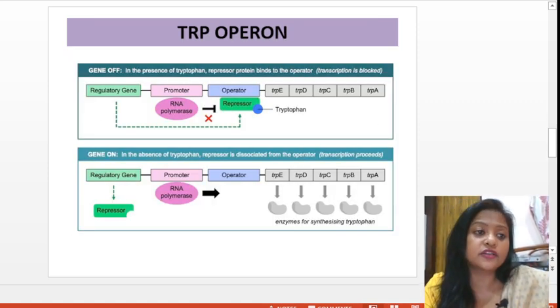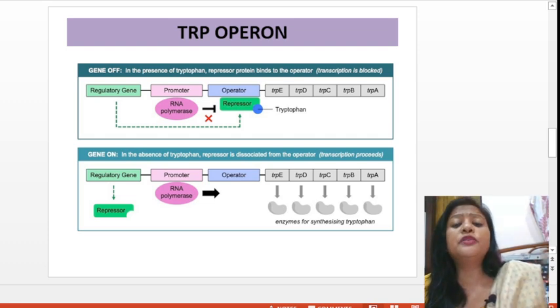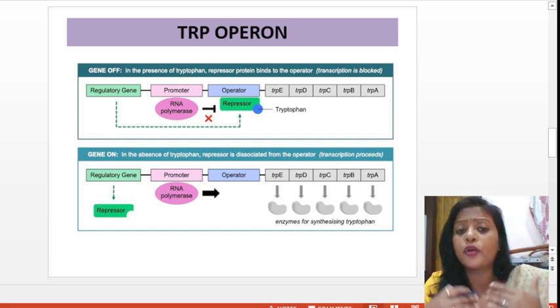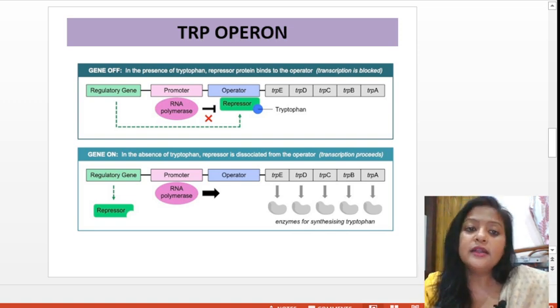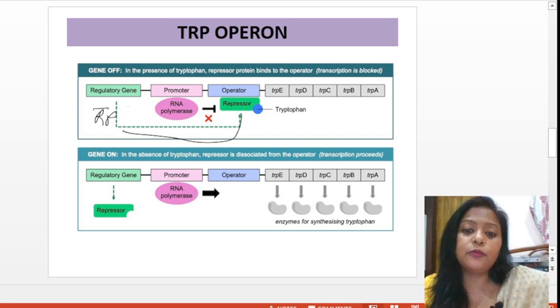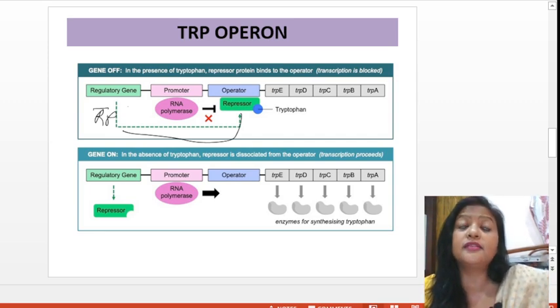Now if you see the structure out here, this is again very easy, just follow the process. Now suppose tryptophan is present. This process is for the biosynthesis of tryptophan. So if tryptophan is already present, is it required? No, it is not required. Therefore, the gene will be off. If tryptophan is present, then the regulatory gene will produce the repressor protein, and the repressor protein will bind to the operator and block it. Therefore, no biosynthesis of tryptophan is occurring. Transcription is completely blocked.